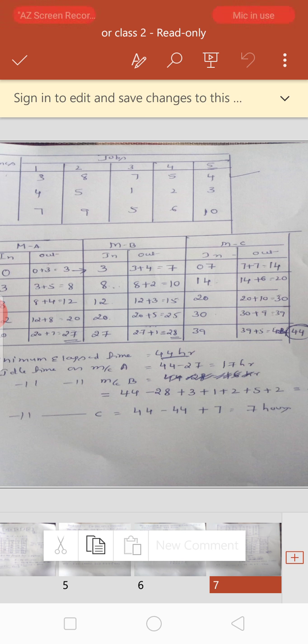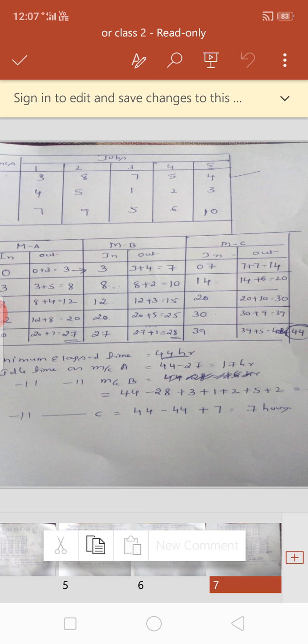These are called idle times of a particular machine. For machine A, 17 hours, because total run time minus the processing time of the particular machine, 27 hours, if you subtract, you will get idle time. And if you go for machine B, total time is 44 hours minus its performance hours, 28, along with the sum of the idle times situated on machine B. Here, one more thing I will explain again for machine C: 44 hours minus 44 plus 7.